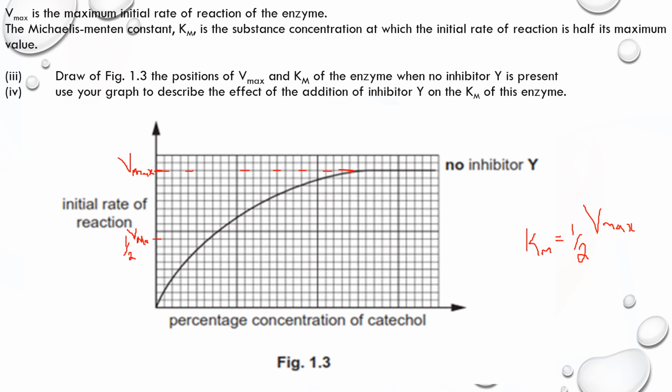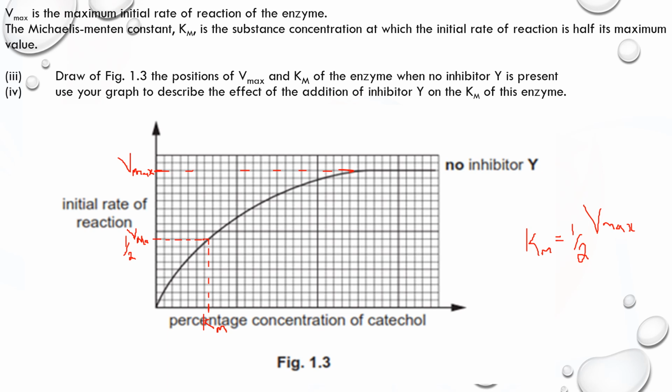So just trace it to the curve. When you get to the curve, you now trace it down, extrapolate it. The substrate concentration at this half Vmax is our Km. So that's our Km. Remember, this axis is for substrate concentration. So Km is the substrate concentration at half Vmax.